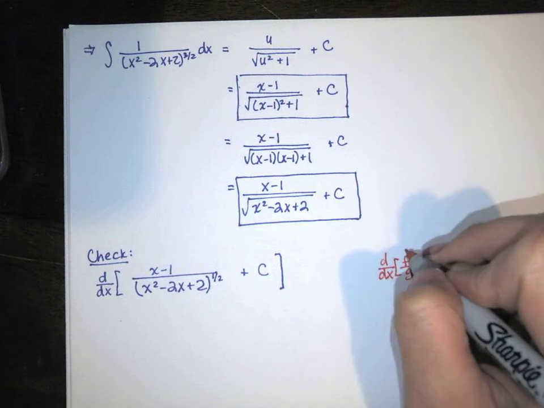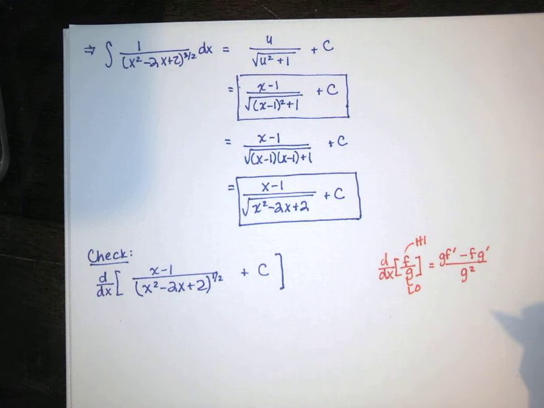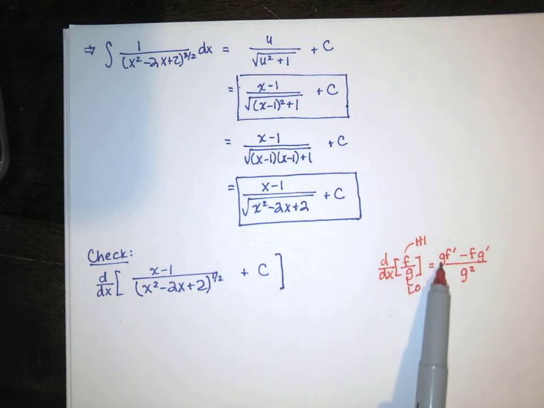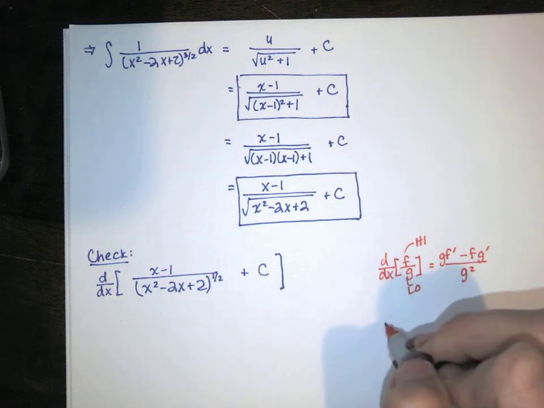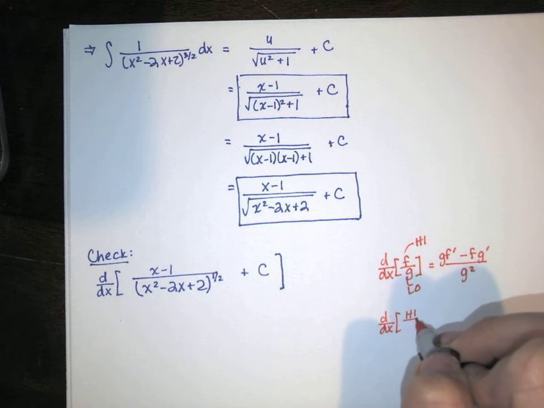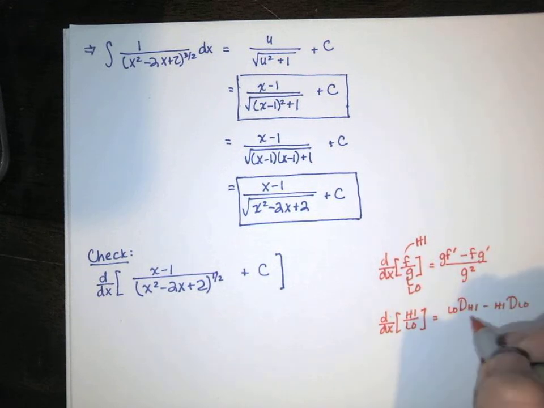What I was thinking is this is my high function and this is my low function. And Mr. Pink, my high school calculus teacher, drilled this into my brain and I will never forget it. The derivative of high over low is low d high. This is what I say to myself in my head. Low d high minus high d low over low low.